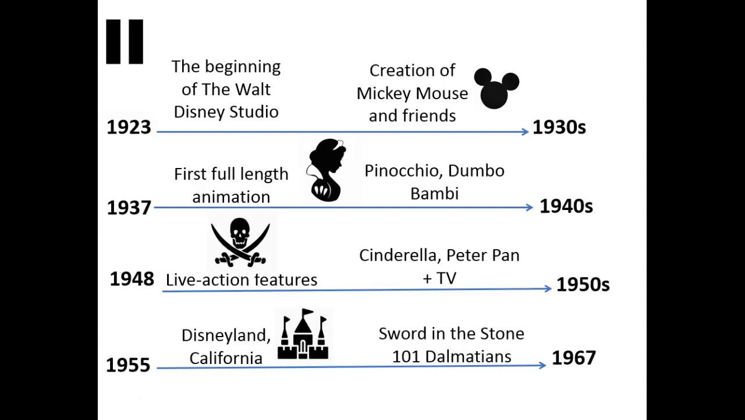Throughout the 1950s, films continue to be made, and we see further animated classics such as Sword in the Stone and 101 Dalmatians. By 1967 then, Walt Disney is working on what will be the last movie that he is involved with before his death. That's The Jungle Book. At this time, Walt Disney World is also being created in Florida, and it's being constructed in 1967.